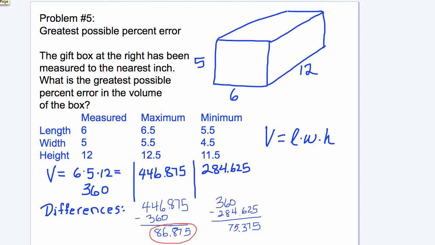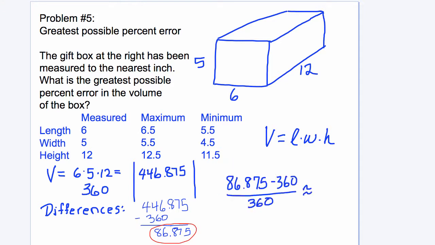So now we use that difference to compute the percentage error. Right? So percentage error is going to be this difference, the error, divided by the base, 360. That comes out to be 0.24, so you could be low. And as a percentage, that's 24%. And it makes sense to express your final answer as a positive percent, since they are asking for the greatest possible percent error. So the solution to number 5 is 24%.